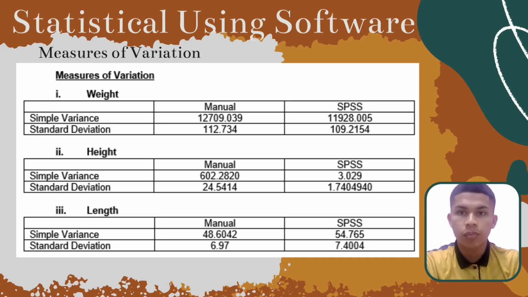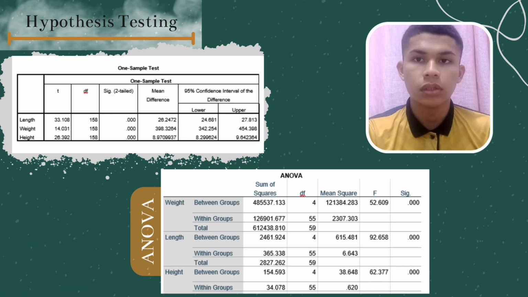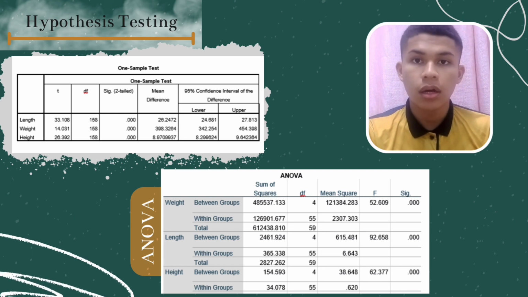read the data appropriately. One sample t-test table shows the DF, mean difference, and the confidence interval of the difference, lower and upper. They have three categories, which are length, weight, and height. Thus all the categories stay unchanged at 158.